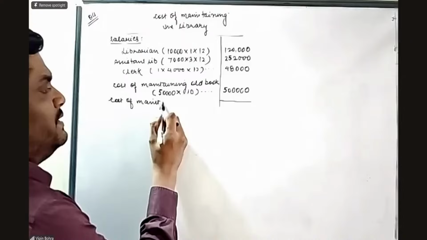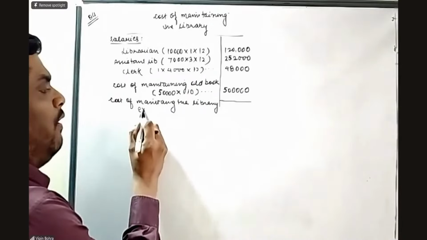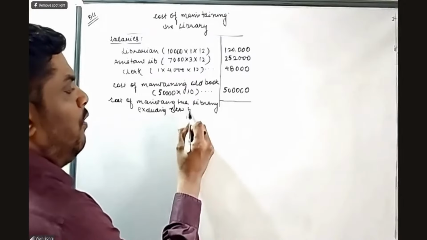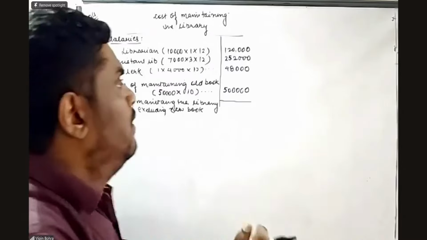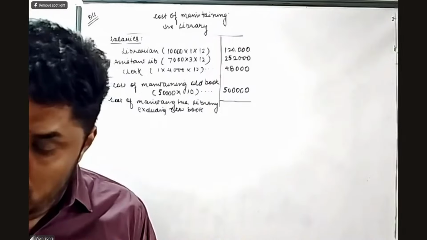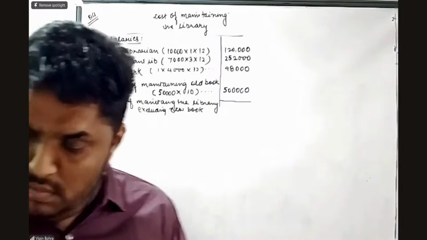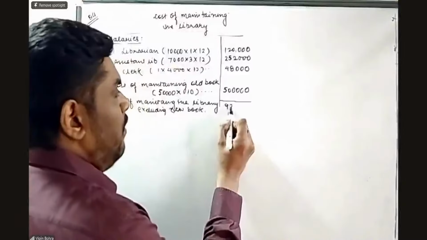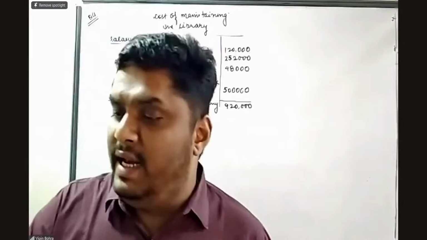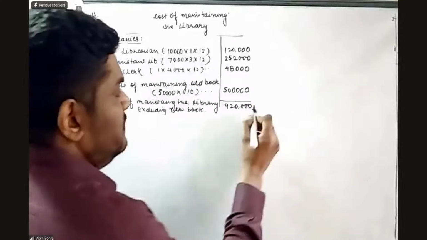So this is the cost of maintaining the library, excluding new books. That is 9,20,000. So the first question, the cost of maintaining the library per year, excluding the cost of new books. The first point is over. This is point number one.